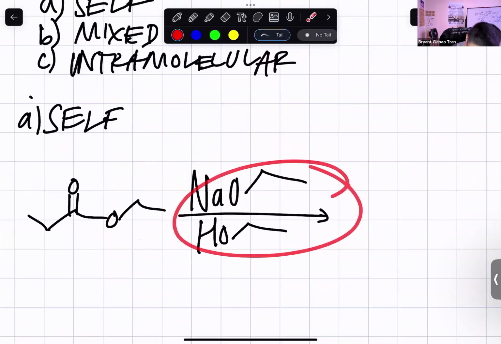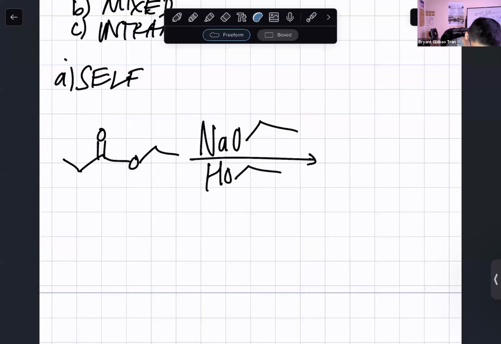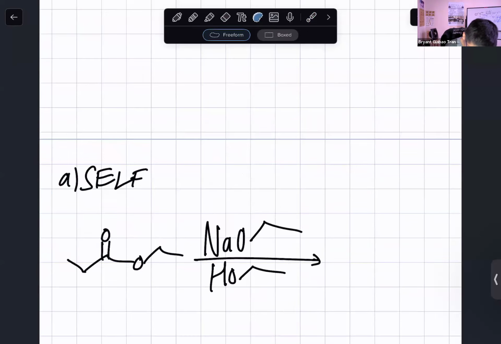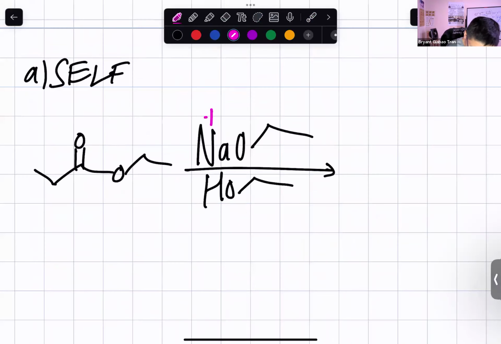And I'm going to use the neutral solvent right there. Right. So now, once we have this right here, whenever you see Na, that's a positive charge. Whatever is attached to the Na is a negative charge. So we have a negative charge OR right there, right? And that's our strong base right there. This strong base right here is going to look for the most acidic hydrogen.